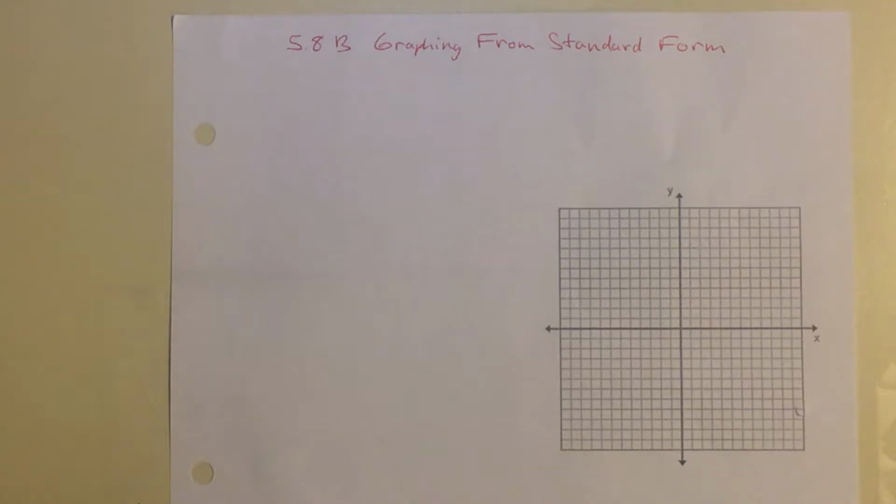But today we're looking at 5.8b, graphing from standard form. Now the thing about standard form is we're going to have to get it into factored form in order to get our zeros to graph. And going from standard form to factored form is what's going to be the most challenging aspect of this section right here.